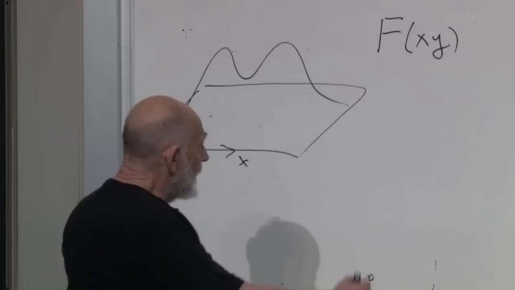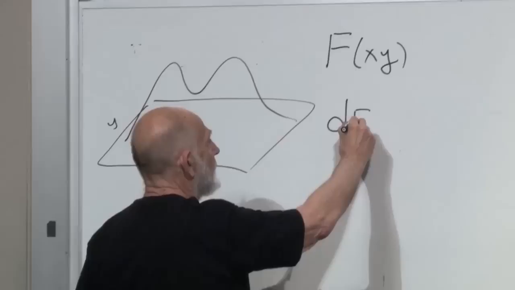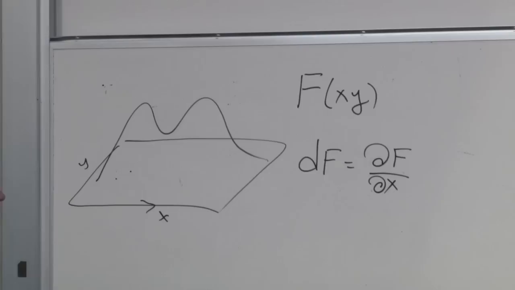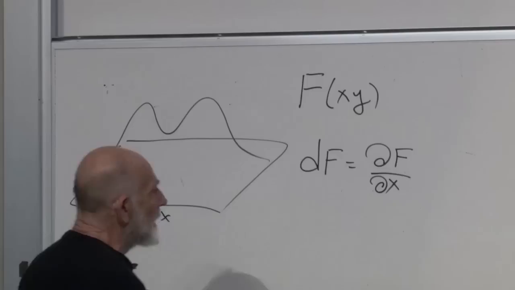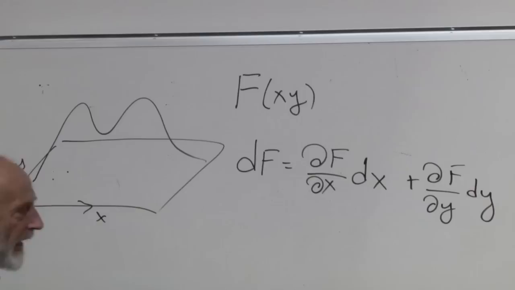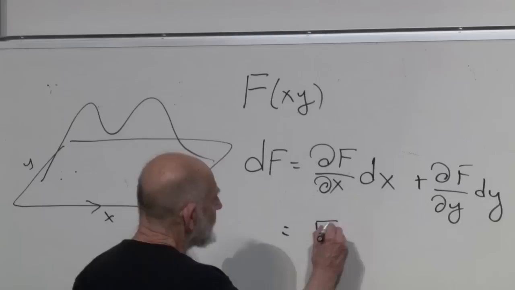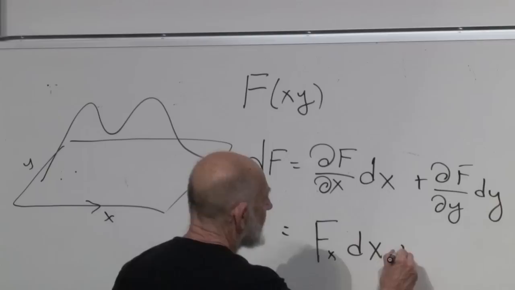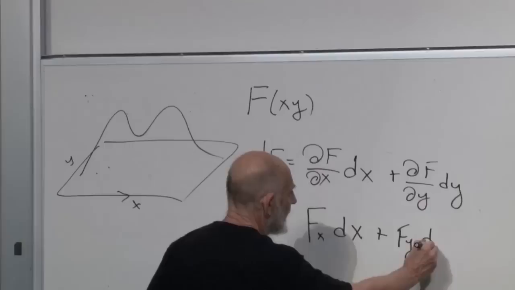Our altitude changes, df equals partial of f with respect to x, the rate of change of f if you moved along the x-axis, times the amount that you move in x, plus the rate of change of f if you move along the y-axis times dy. You don't have to be moving along the x-axis or the y-axis. You can be moving at an angle. This, nevertheless, is the formula. Let's write this in the form f sub x dx plus f sub y dy. This is called a differential df.